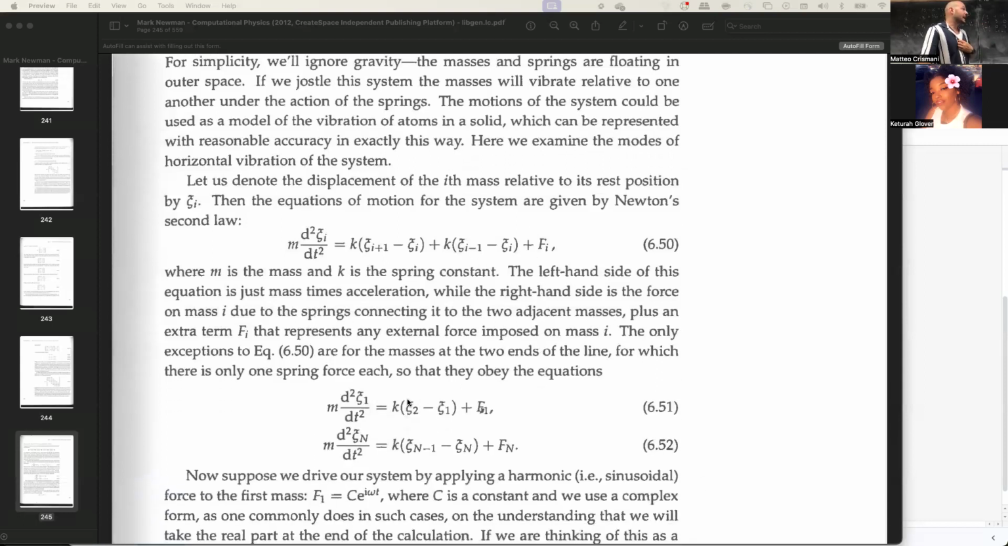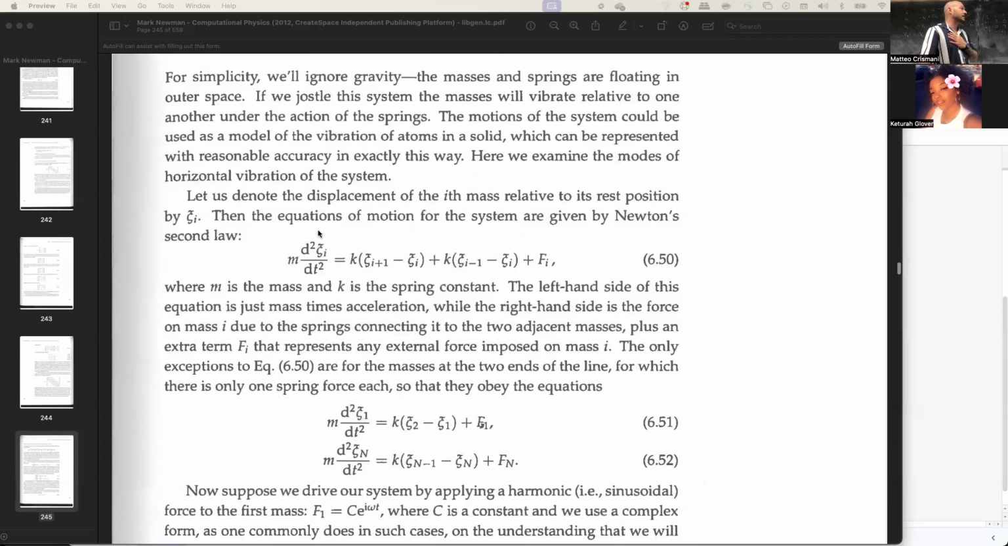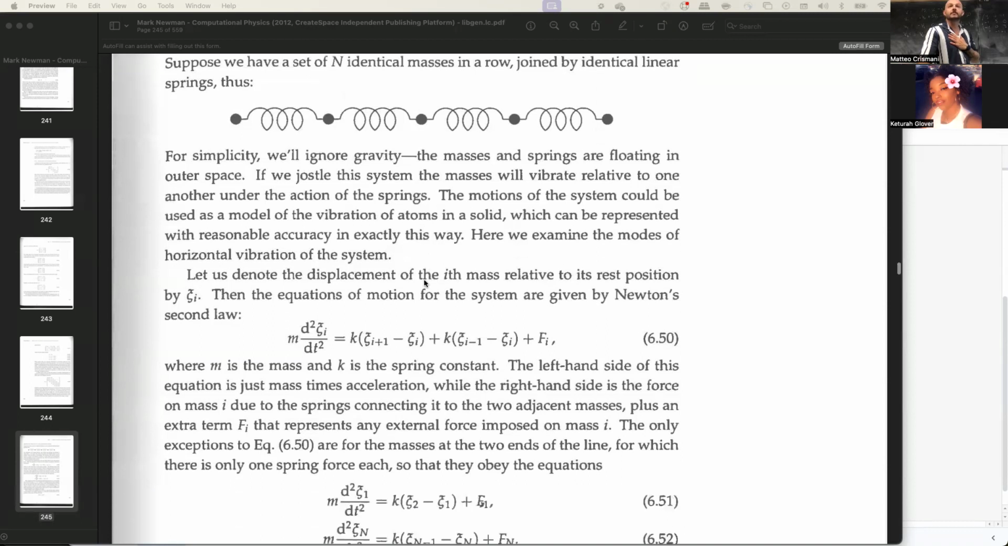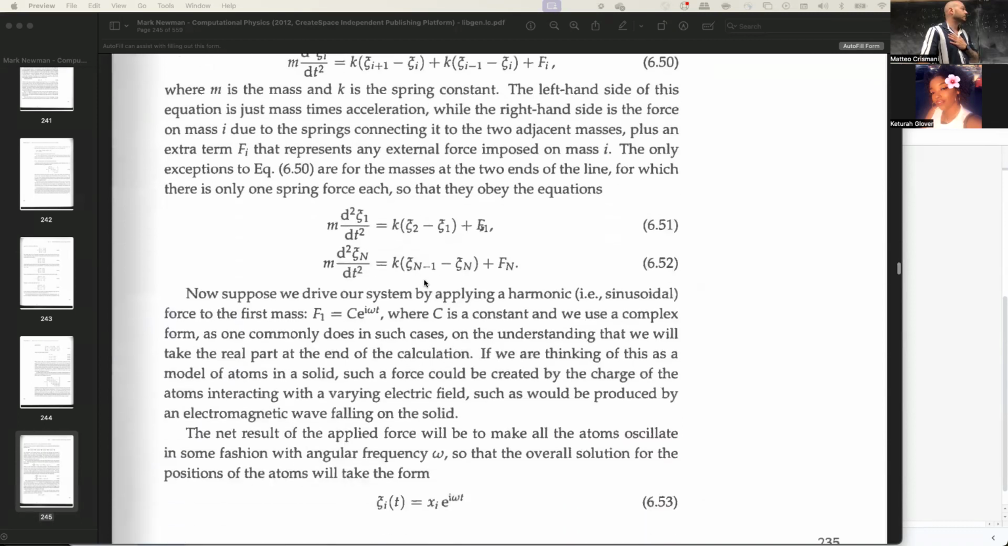Okay. And so now what I end up having is a whole bunch of force equations. I have one for each of the individual ones in the middle. 1, 2, 3, as many as I want. And I have one on each of the ends that are unique, right? Okay.